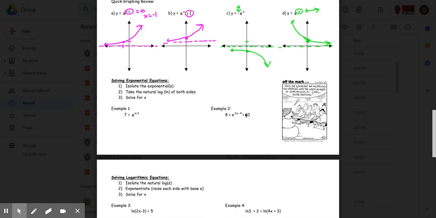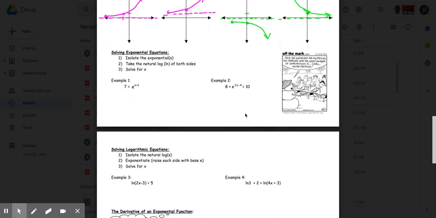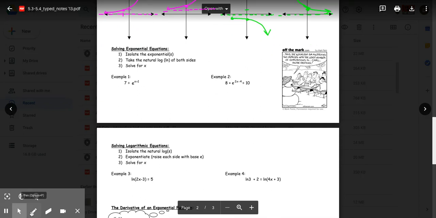Now, solving exponential equations. What you want to do is get the exponential by itself. In example 1, it's already by itself. Step 2 is you take the natural log of both sides. So you have the natural log of 7 equals the natural log of e to the x plus 1. Evaluate the right-hand side. Any exponent inside a log gets moved out in front.